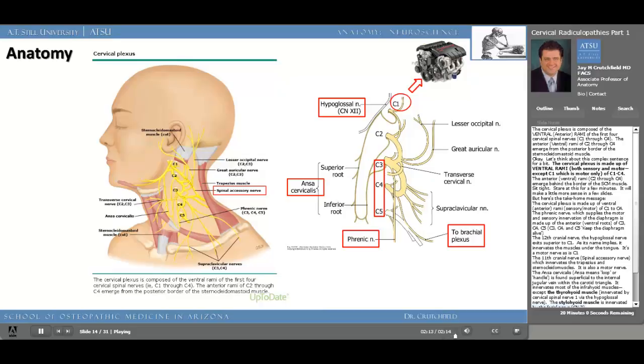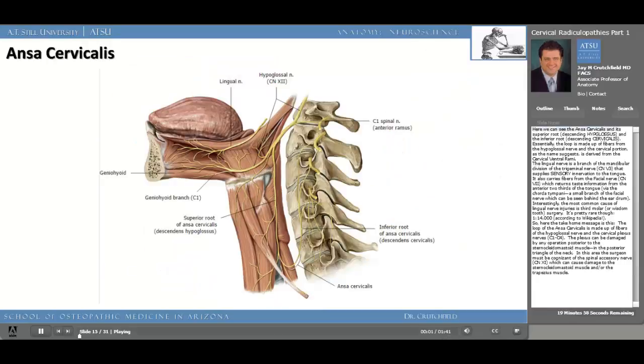Here we can see the ansa cervicalis and its superior root, descending hypoglossi, and the inferior root, descending cervicalis. Essentially, the loop is made up of fibers from the hypoglossal nerve, and the cervical portion, as the name suggests, is derived from the cervical ventral rami.